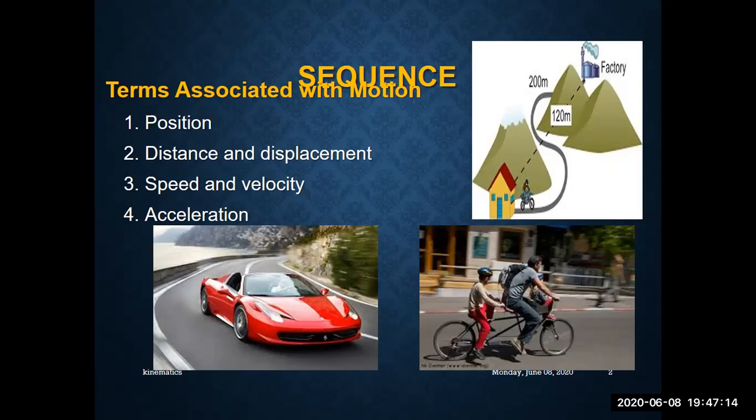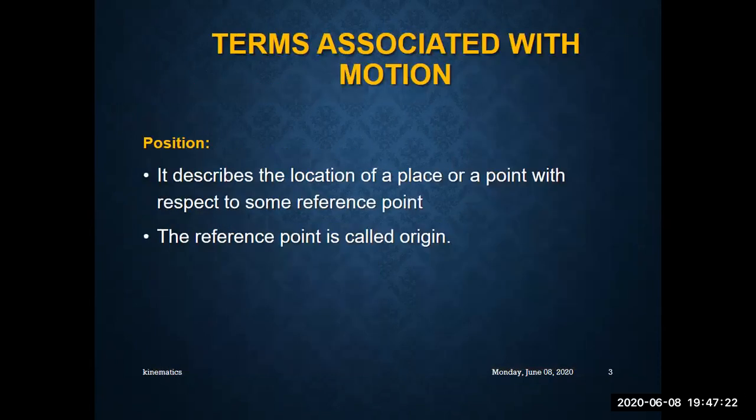Similar will be the case with acceleration. So we will complete these topics in two consecutive classes. So what is position? Position describes the location of a place or a point with respect to some reference point. The reference point is called the origin.